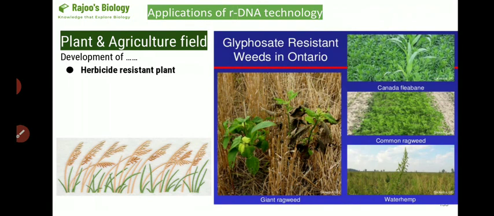So there is a practice to add herbicide chemicals. Herbicides are those chemicals which remove all the herbs.